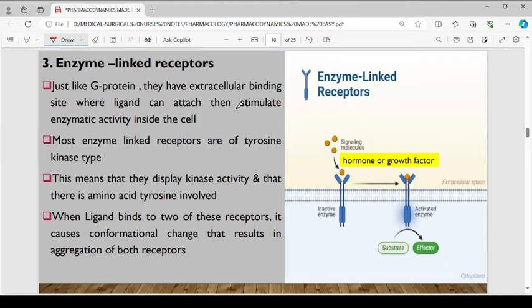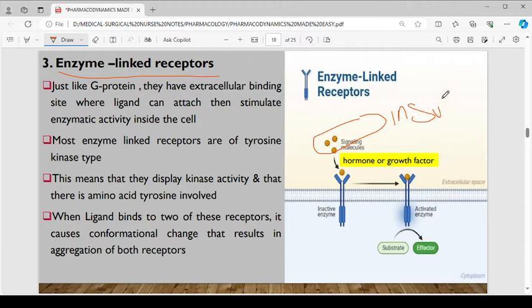Okay. The third group of receptors is enzyme-linked receptors. So this one, just like the G proteins, also has an extracellular binding site where a ligand can easily attach, then stimulate enzyme activity inside the cell, right? You can see, these signaling molecules could either be a hormone or growth factor. It will attach here, then it can bring its effect. A good example of a drug that we normally use with this concept is the insulin hormone, right? The insulin hormone.